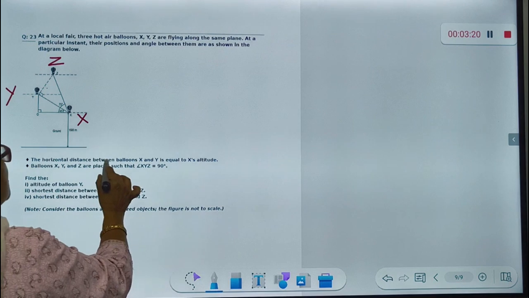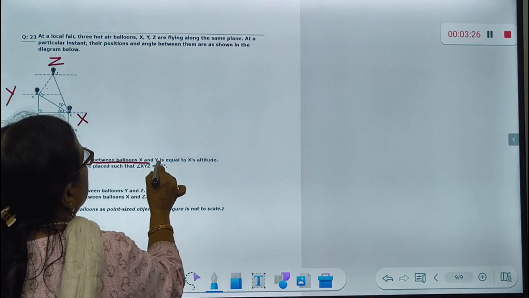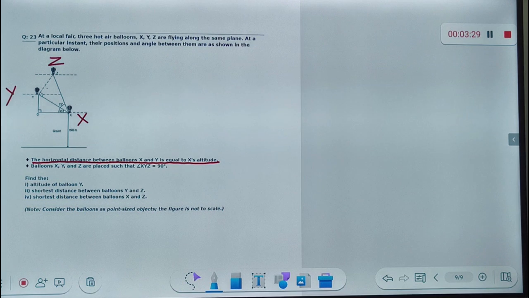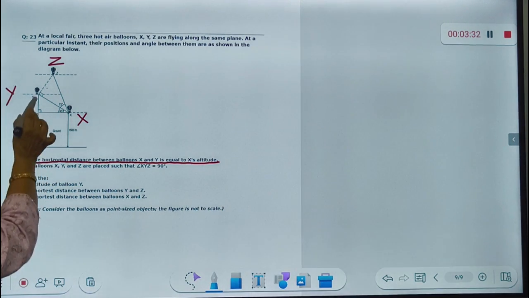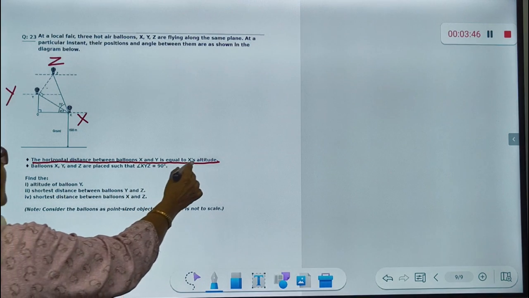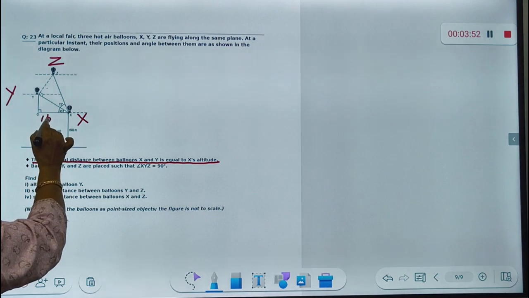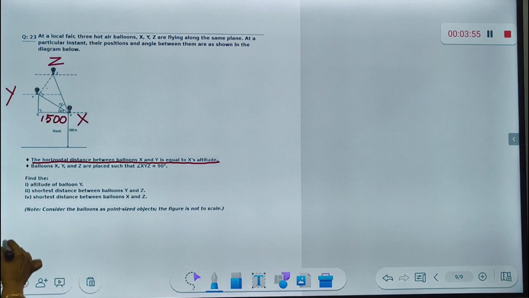Okay, the horizontal distance between the balloons X and Y. So what is given to us? The horizontal distance between X and Y is equal to X's altitude. Horizontal distance between balloons X and Y is given to be same as X's altitude. What is X's altitude? 1500. Therefore, this is also 1500 because it's given as horizontal distance. OX is 1500.